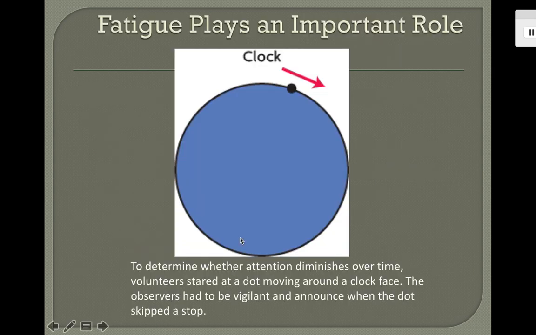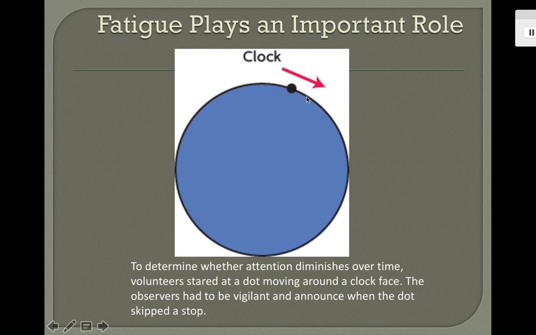Now we see that fatigue plays a very crucial and important role in our ability to process information. And we've actually done lots of research, lots of experiments on this idea of how fatigue may potentially hinder performance. One of the things that we find is that attention continues to diminish across time when we ask individuals to keep focused on this particular dot. Now, one of the things that we want people to do while they're looking at this dot is tell us if there are any skips that occur in terms of the dot.